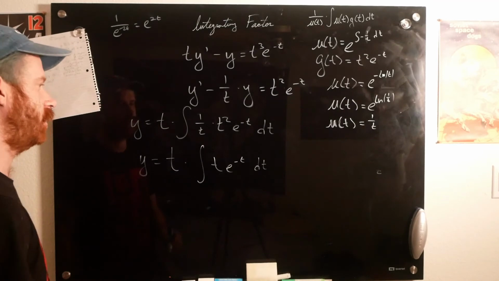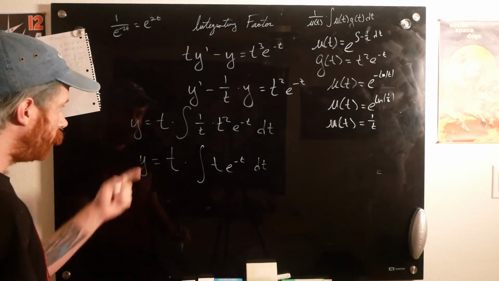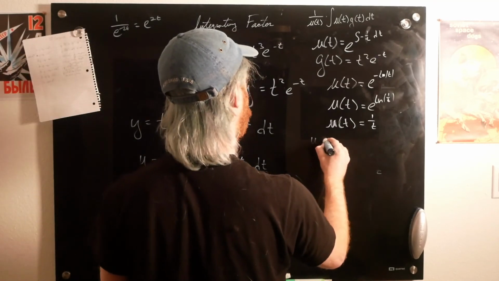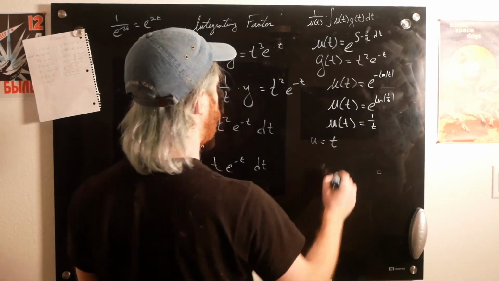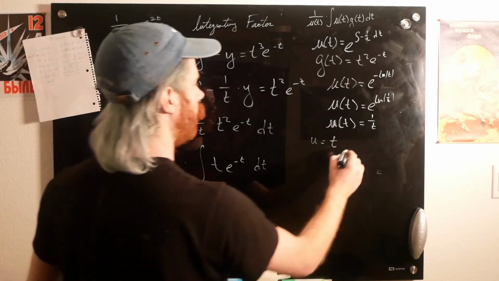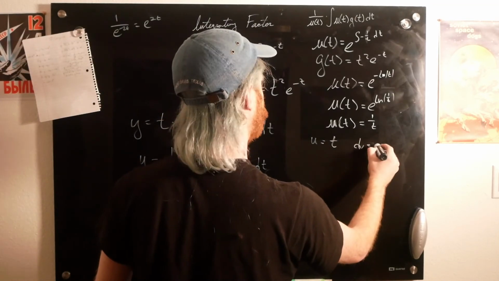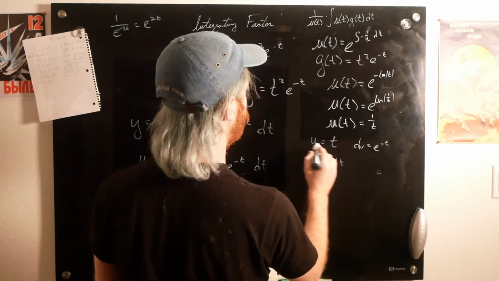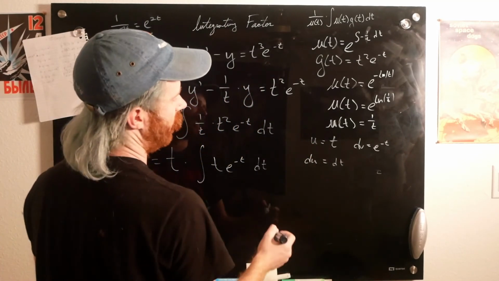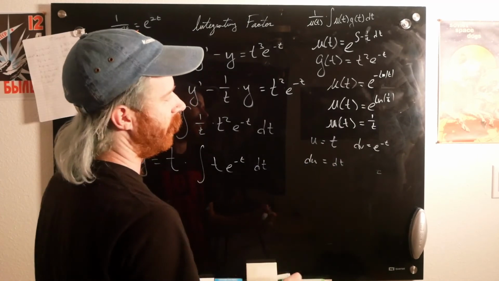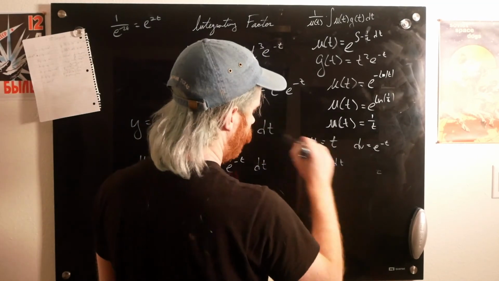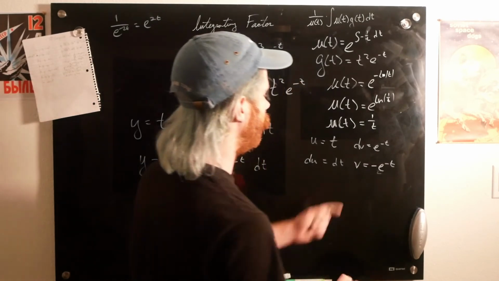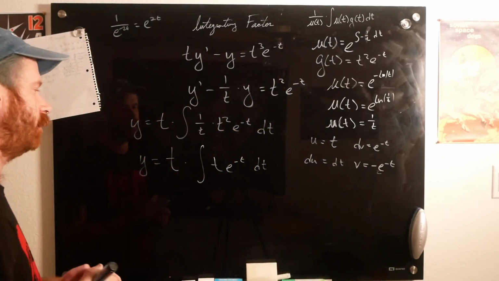So we're going to have to use integration by parts here. So u equals t. We want that power to descend so we can get it to 0. dv is going to equal e to the negative t. du equals dt, the derivative of u. Du is equal to the derivative of t, which is just dt. And then v equals negative e to the negative t. The integral of e to the negative t is negative e to the negative t.